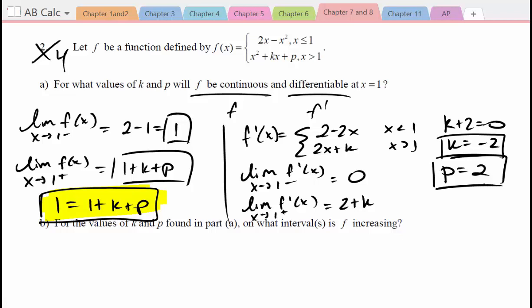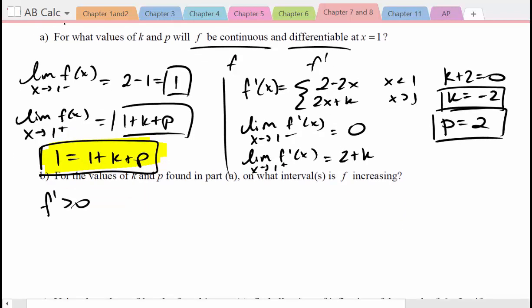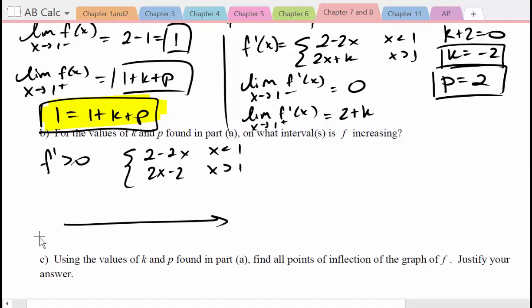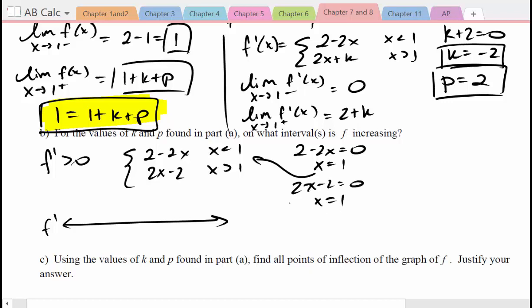Part B, for the values of k and p found in Part A, on what intervals is f increasing? Well, we want to look at f prime then, f prime being positive. So f prime, we already found, was 2 minus 2x when x is less than 1, and 2x, now we know what k is, minus 2 when x is greater than 1. So we better find any critical points to create a sign chart of f prime. Since I have two pieces, when does the first one equal 0? That would be at x equals 1. That's fine because that's one of my endpoints. When does 2x minus 2 equal 0? That's also at x equals 1. So the only critical point I have is 1.